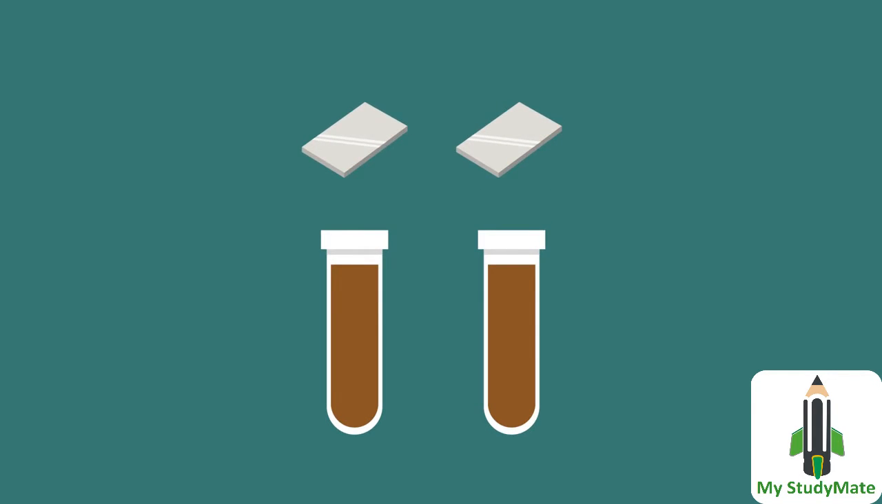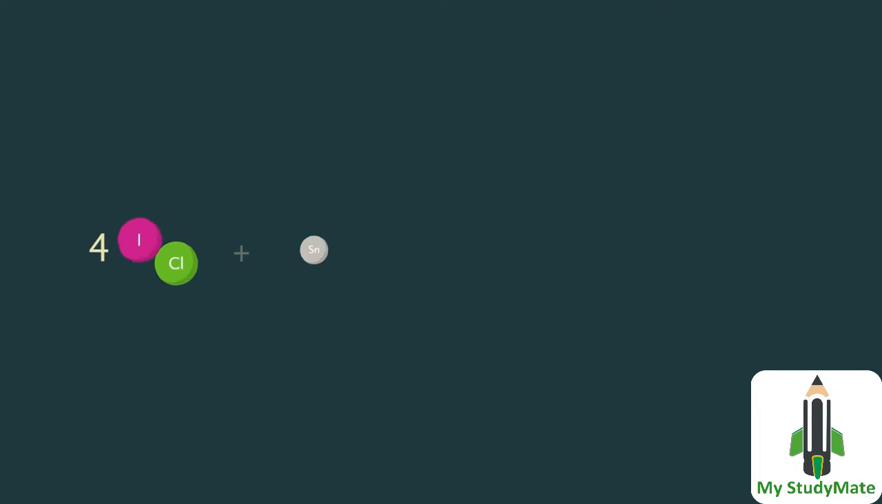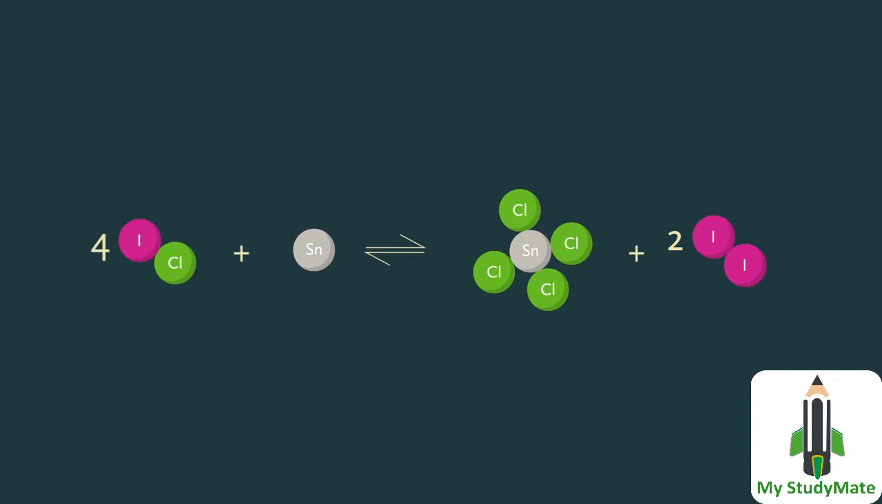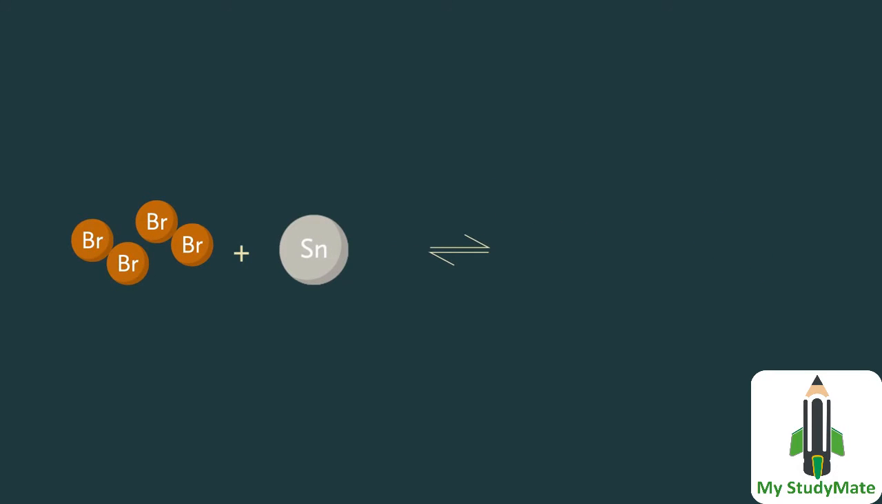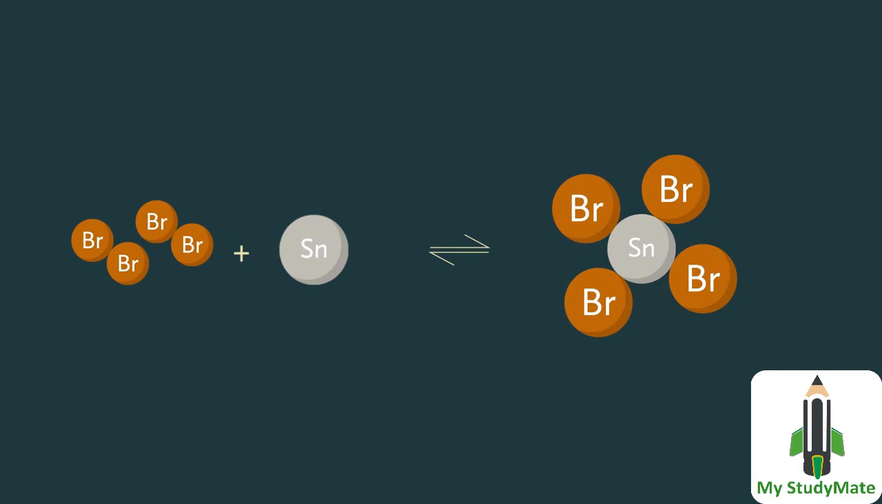We can drop in a strip of tin metal. With iodine monochloride, the more reactive chlorine forms the liquid tin tetrachloride, while the displaced iodine atoms pair up to become diatomic purple iodine vapor. In contrast, with bromine, the test tube will become colorless as all the bromine reacts with the tin to form the colorless liquid tin bromide.